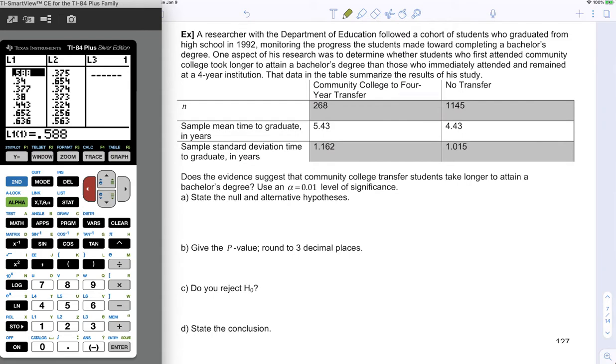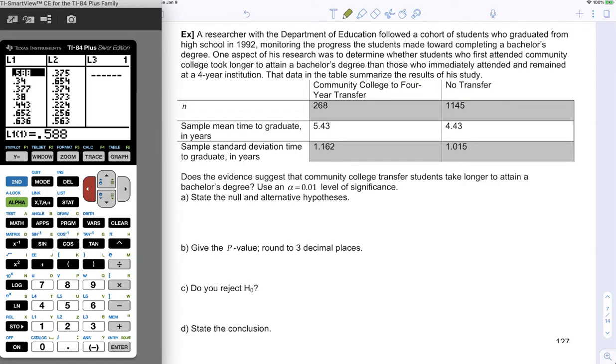Okay, now we're in section 11.3. This time we're comparing population means with independent samples. So this is referring to samples that are completely independent of each other. They are not matched pairs data. So we'll see how this compares and how it's a little bit different from the previous section.